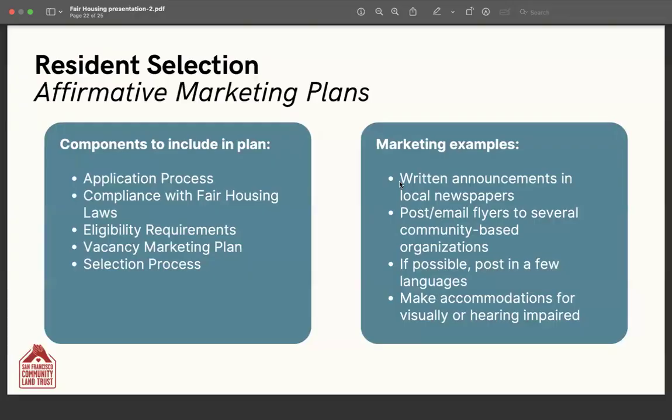So you do have to be careful that if you are marketing in a particular language, that you also are prepared to offer the application and other documents in those same languages. So make sure that you're prepared for that. And then a final example is making accommodations for visually or hearing impaired folks in how you market and accept applications.